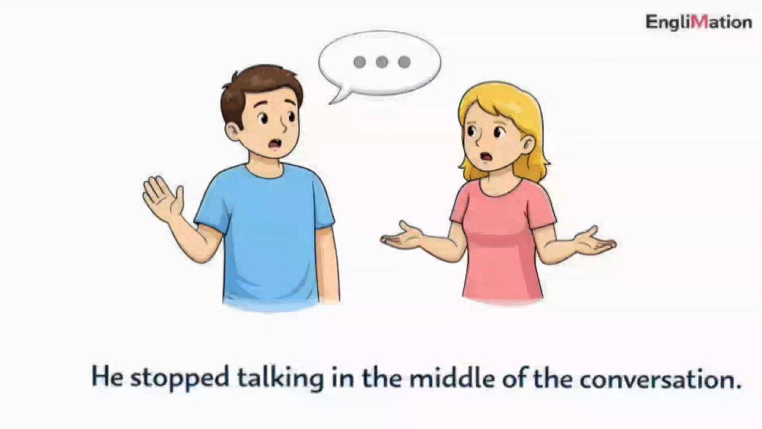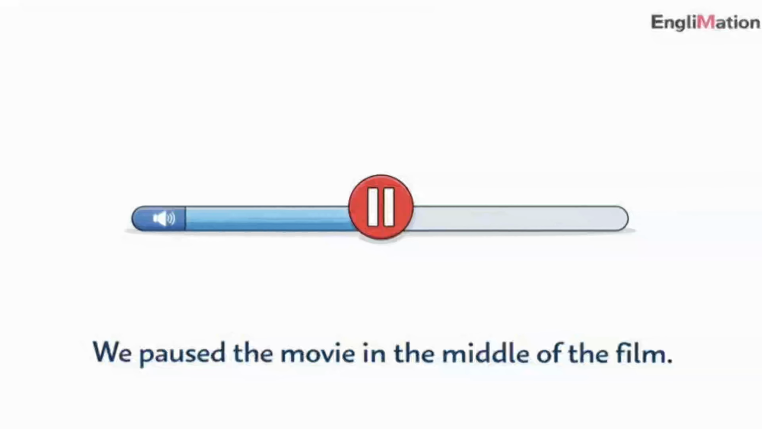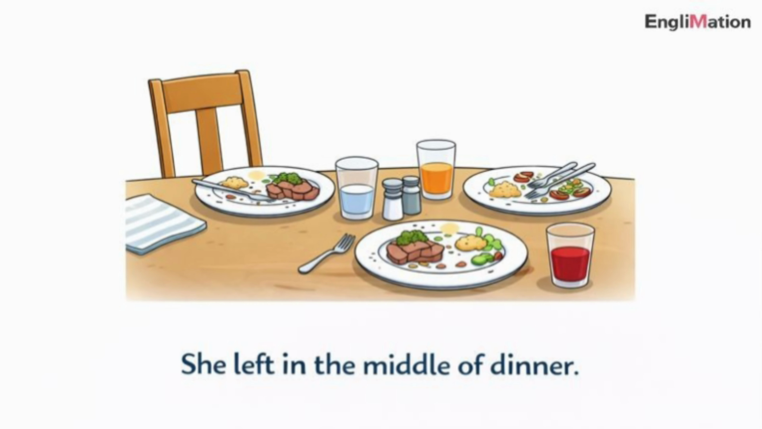Let's look at an activity. He stopped talking in the middle of the conversation. This shows the action was interrupted halfway. Now, imagine entertainment. We paused the movie in the middle of the film. This means it was stopped before it finished. Let's move to a daily activity. She left in the middle of dinner. This shows the dinner was not completed.